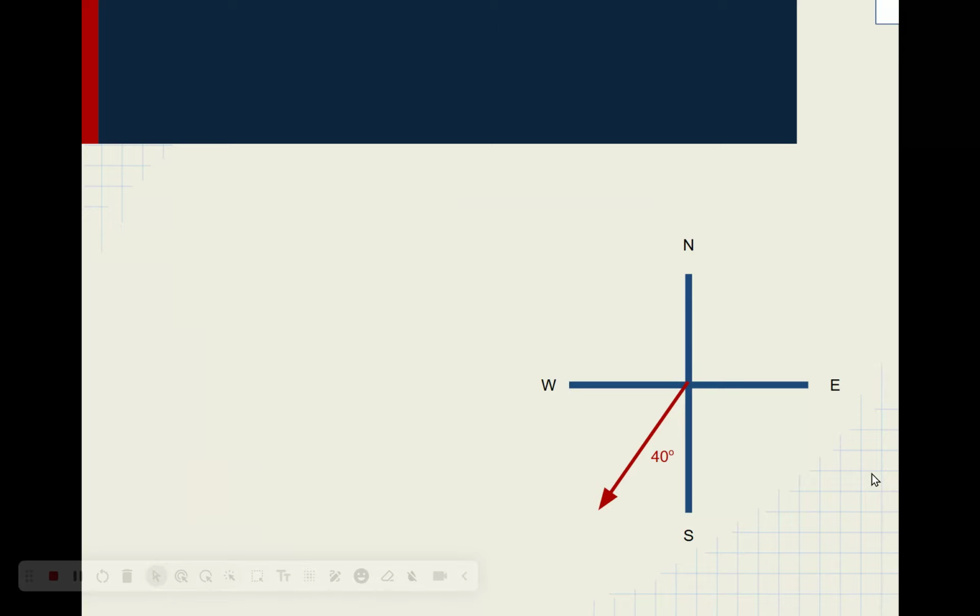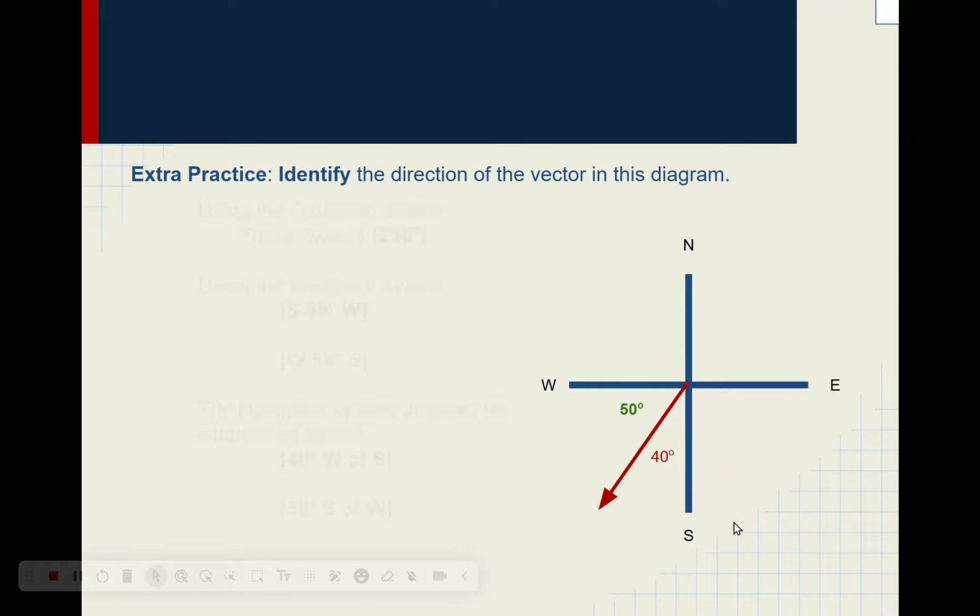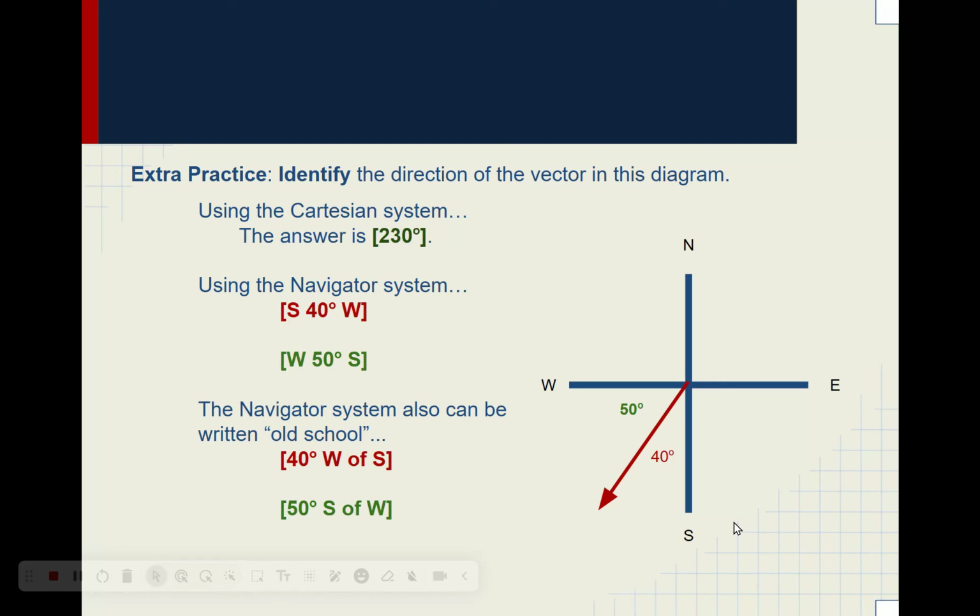Okay, so let's talk about a few things here. If I was doing the Cartesian method, 0 to 90 to 180 to 270, notice I'm 40 degrees shy of being at 270. That means that in the Cartesian system, I would be giving this one, showing all of them now, as 230 degrees, because this angle would be 230 degrees.